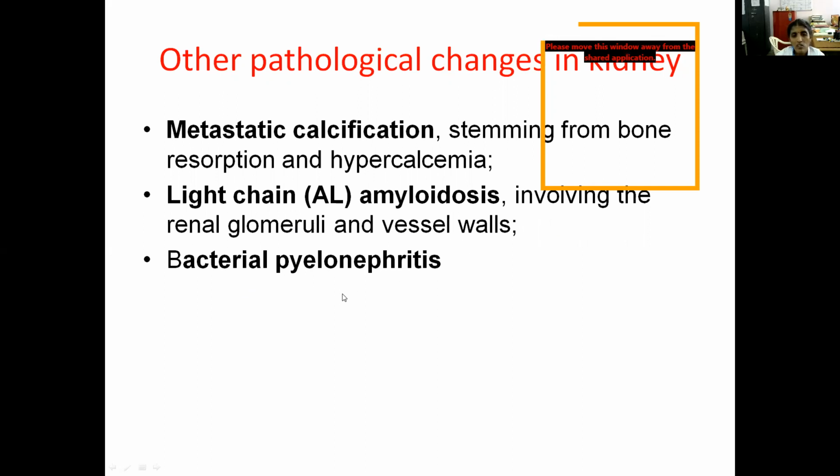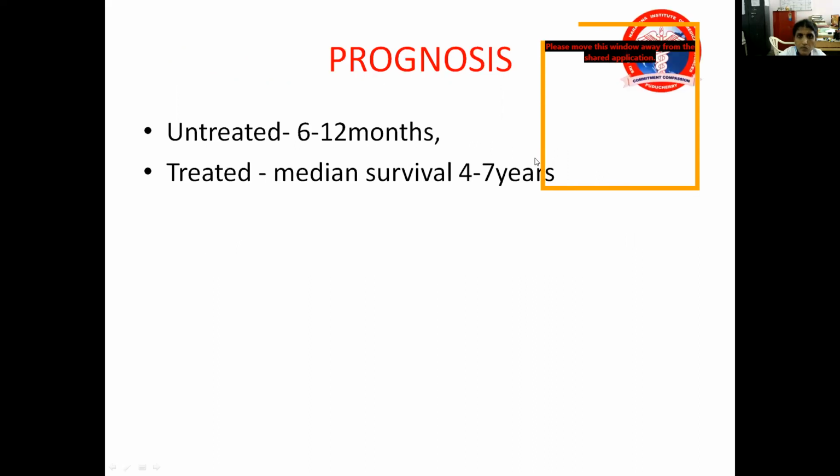Then the third important one is bacterial pyelonephritis. Because of hypercalcemia, there can be renal stone formation. A renal stone itself is prone to infection, further secondary bacterial infection. Or as we discussed previously, there could be a suppression of immunity which can also make the kidney prone to secondary bacterial infection. So they are more prone to bacterial pyelonephritis. So these are the pathological changes that occur in the kidney.